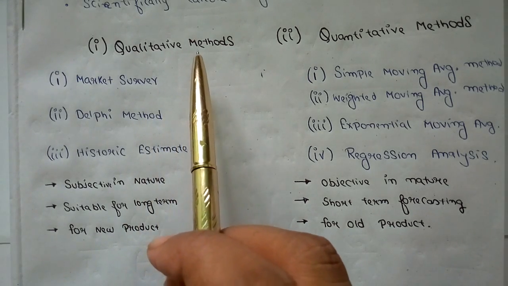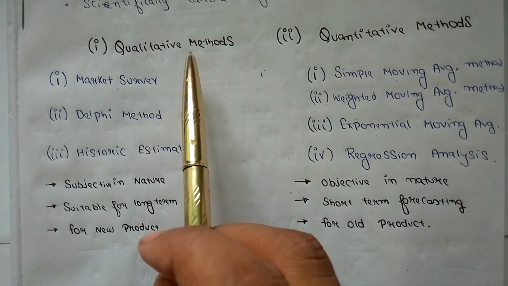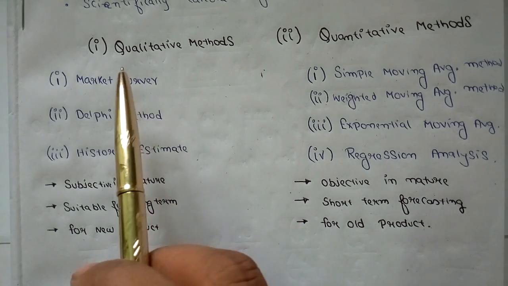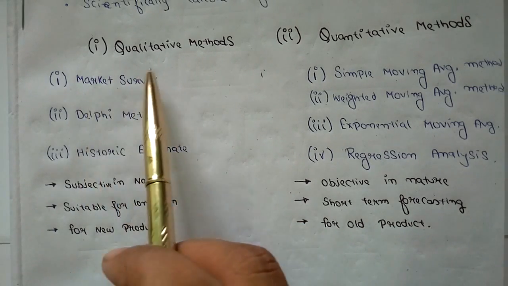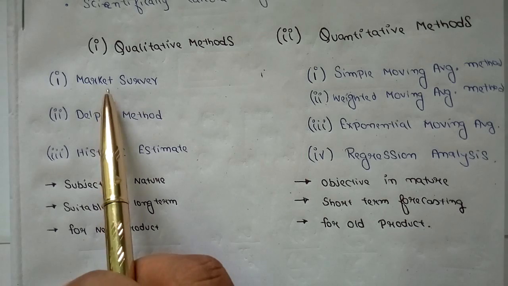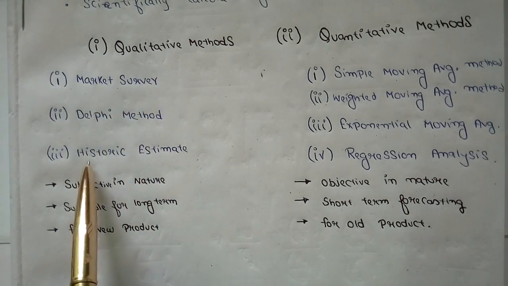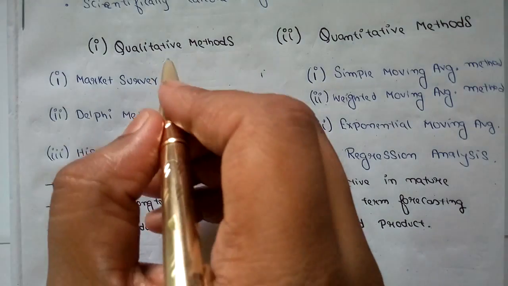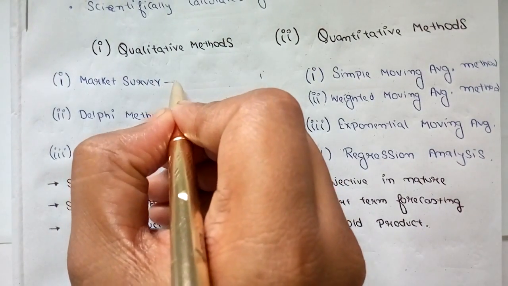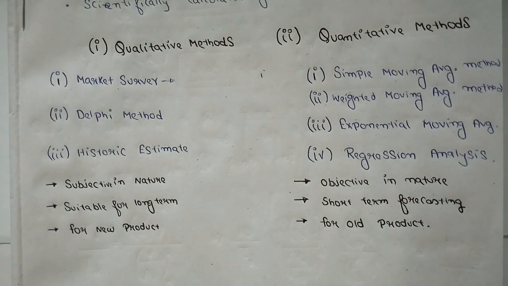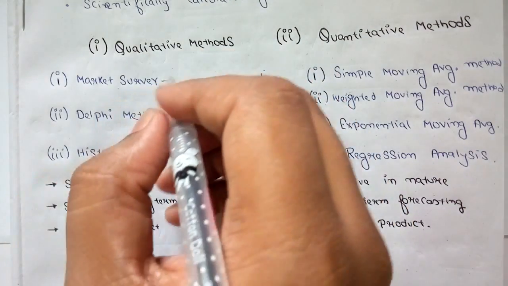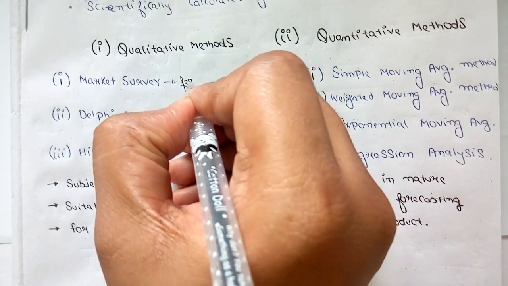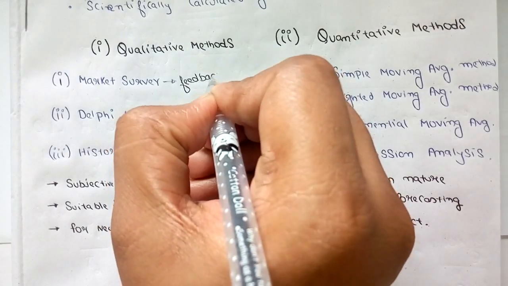If we want to further categorize the qualitative methods and understand them, we can say that the qualitative methods include the market survey, the Delphi method, and the historic method. So let's understand these methods. First of all, what is a market survey? I can simply say that this method is about getting feedback from the customers.